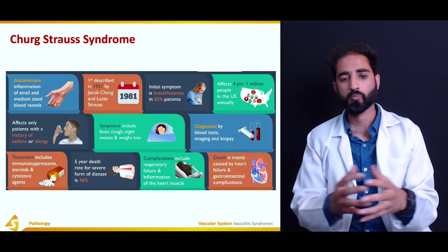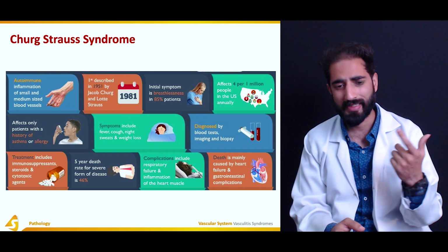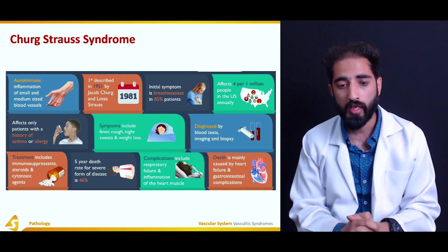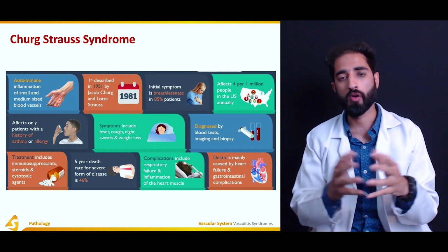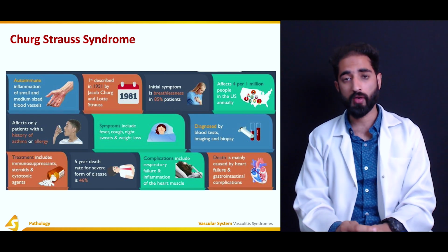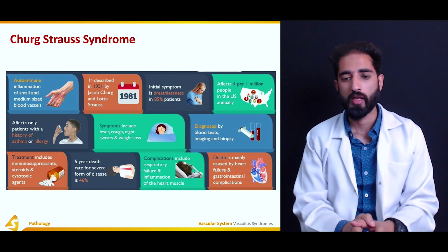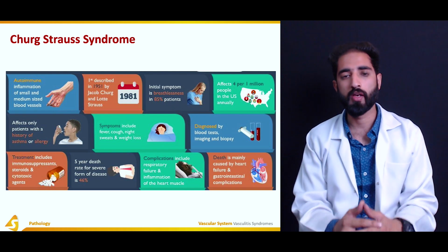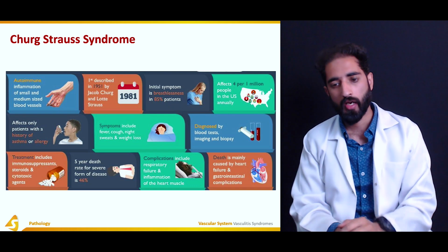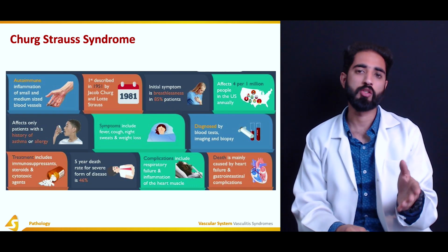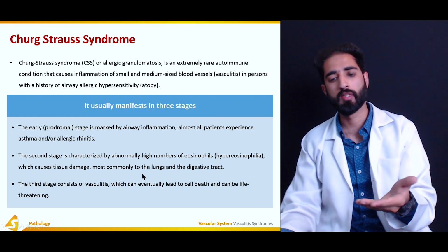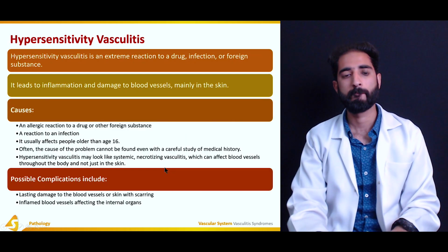Treatment includes immunosuppressants, steroids, and cytotoxic agents. The death rate in the severe form is as high as 46%. So it is a very dangerous and life-threatening condition. Complications include respiratory failure and inflammation of the heart muscles. Death is mainly caused by heart failure or gastrointestinal complications, as we can see in the previous slide, that it commonly involves the lungs and the digestive tract.